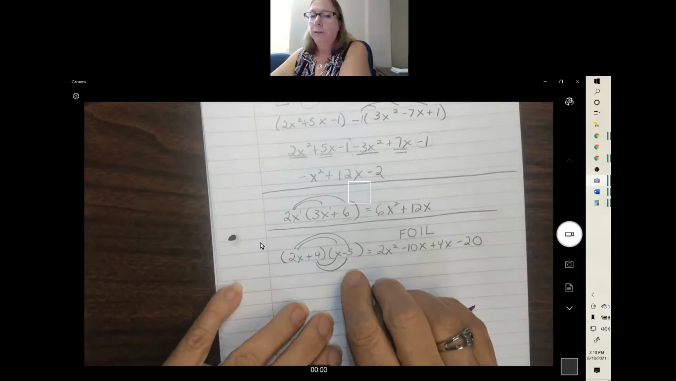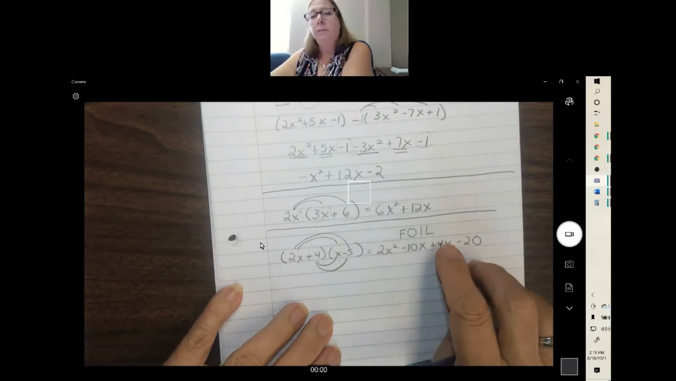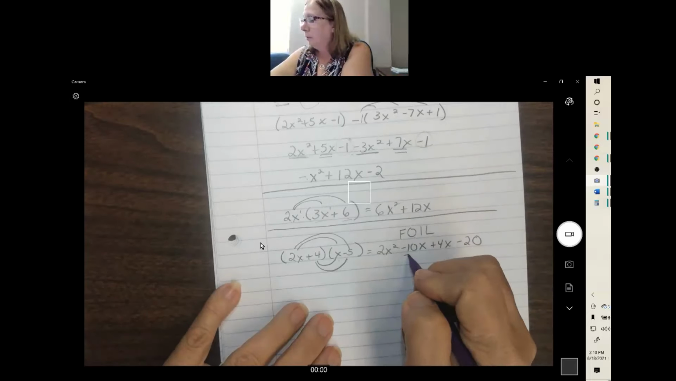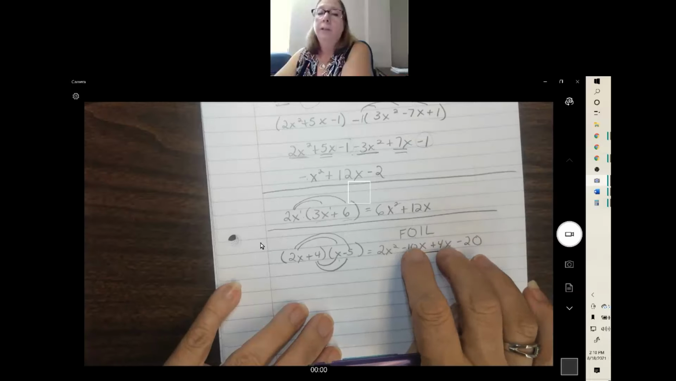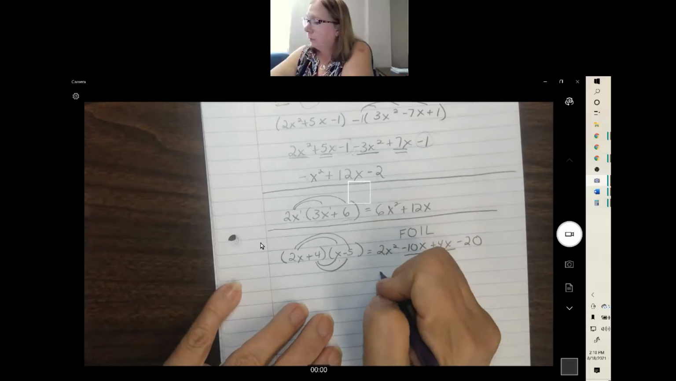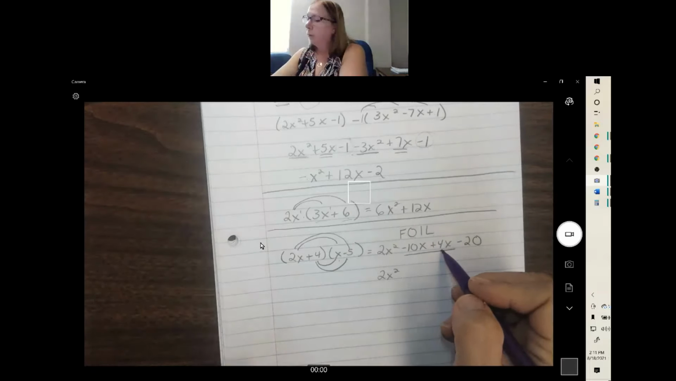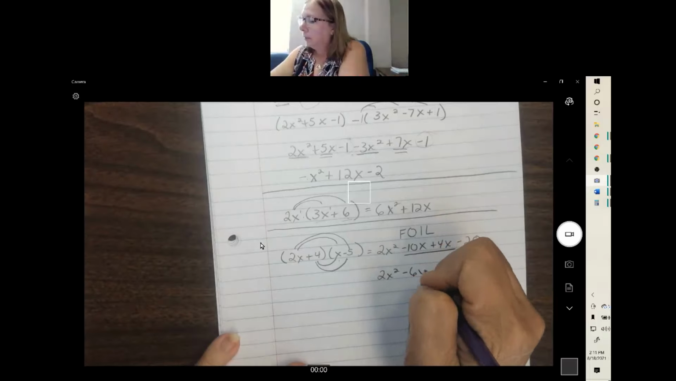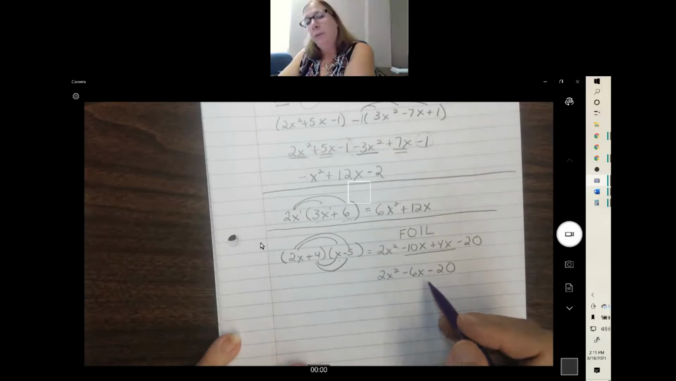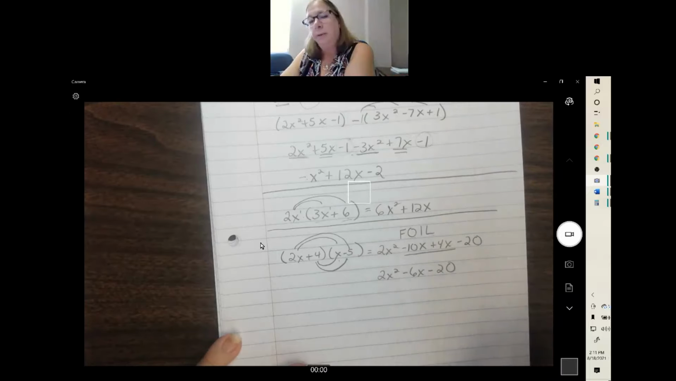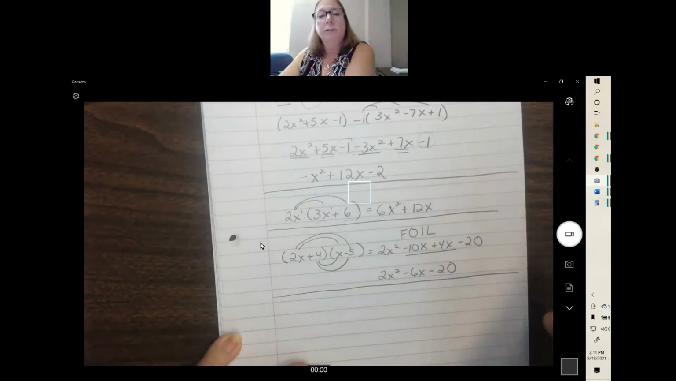Any questions so far? Now, when we look at this, we have 1, 2, 3, 4 terms. But these two middle ones are like terms because they're x to the first power. So we can combine those. Bring down the 2x squared. Combining these two, -10 plus 4 is -6x minus 20. These are not like terms, so you cannot combine any further. Any questions on that one?